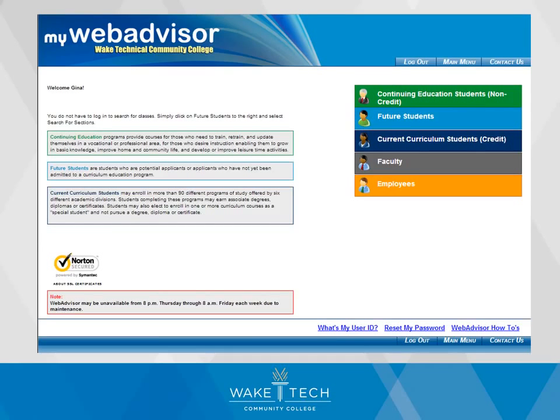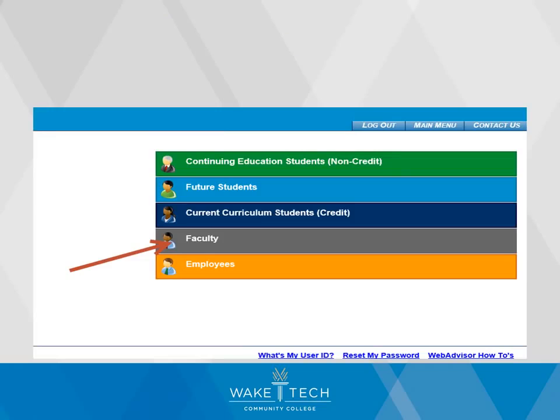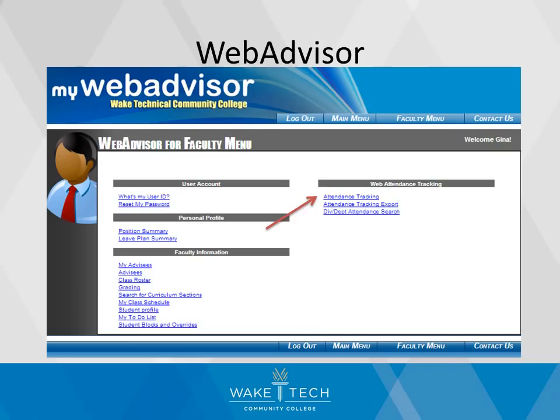You will enter web attendance through WebAdvisor located on the Tech website. Select the Faculty tab. You will see in the upper right-hand corner Web Attendance Tracking. There are two links faculty will use, Attendance Tracking and Attendance Tracking Export. To enter your attendance, select Attendance Tracking.